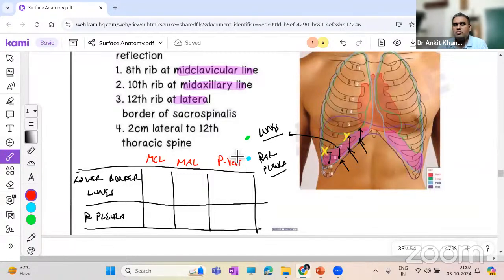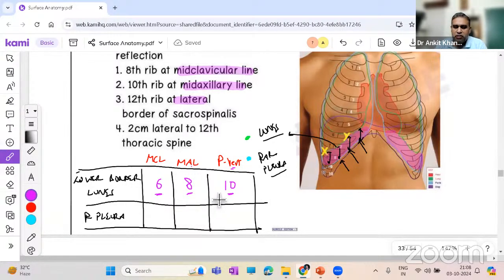Now the lower margin of lungs, we can remember it by simply 6, 8, and 10. Just remember it, 6th rib, 8th rib, and 10th rib. So at the mid-clavicular line, the lower margin of lungs is 6th rib. At the mid-axillary line, the lower margin of lungs is 8th rib. At the paravertebral line, the lower margin of lungs is 10th rib.